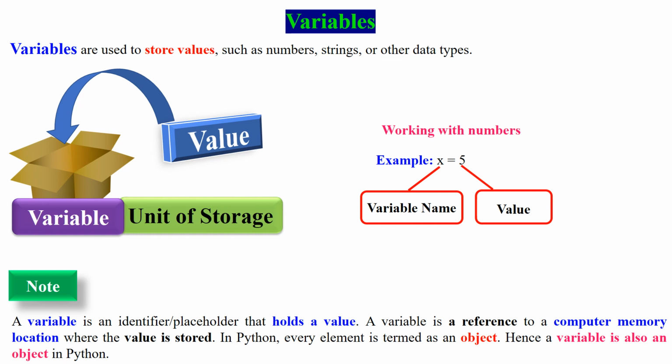Whenever a variable name occurs in an expression, the interpreter replaces it with the value of that particular variable. A variable is an identifier or placeholder that holds a value. In other words, a variable is a reference to a computer memory location where the value is stored. In Python, every element is termed as an object. Hence, a variable is also an object in Python.